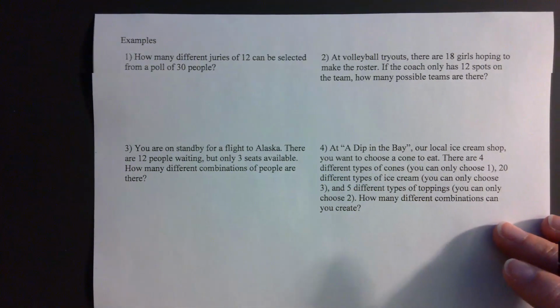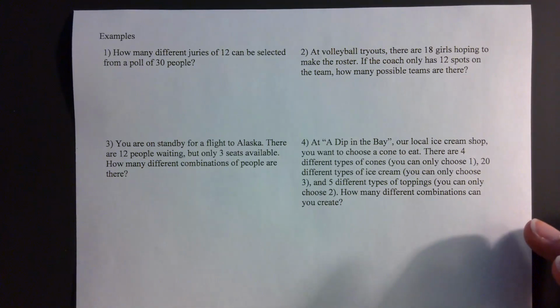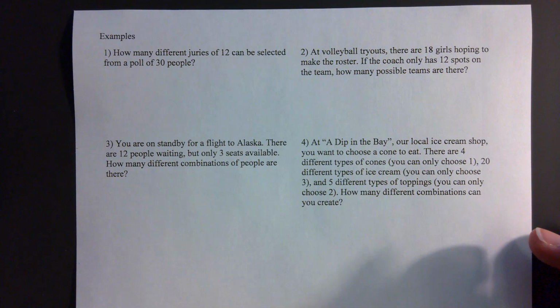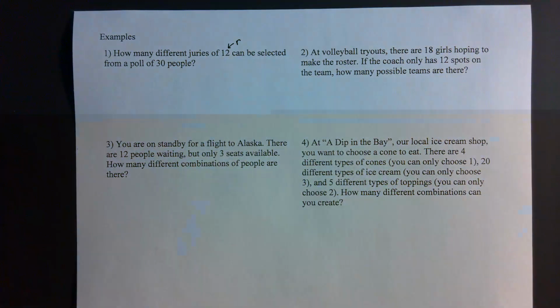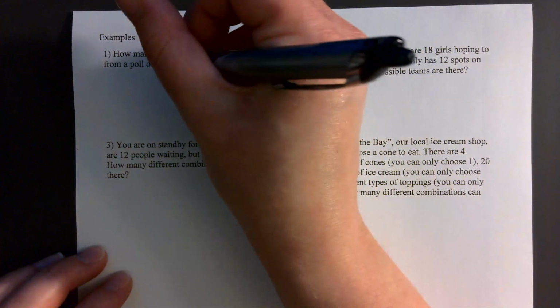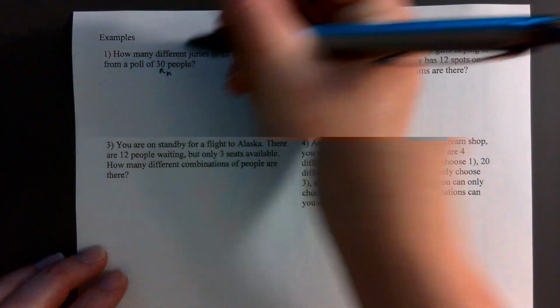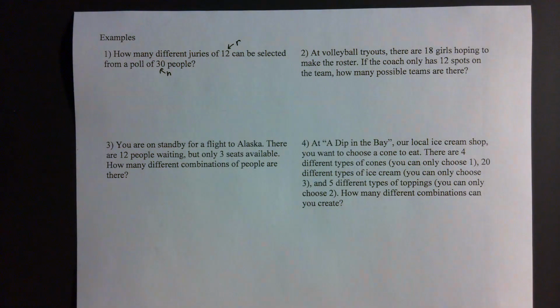So once again, if the order does not matter, you're going to use combinations. If order matters, you're going to use permutations. Looking at these examples, we have how many different juries of 12. So there are 12 people. This is the number of positions that we're going to be filling, and this is the total number of people, which is 30. Out of the 30 people, we're going to choose 12 different positions.